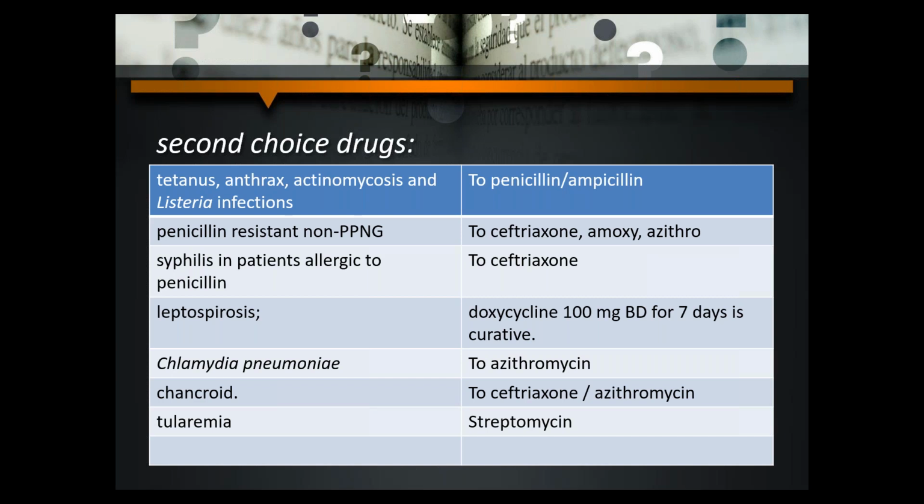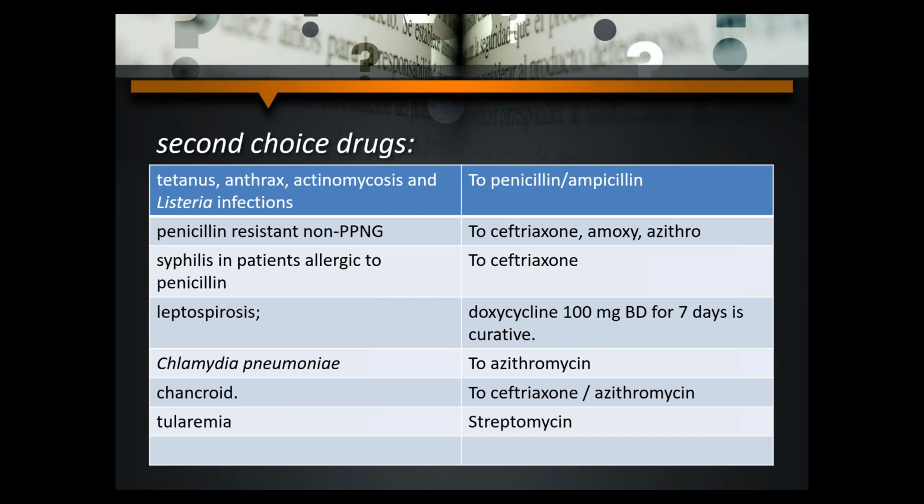Granuloma inguinale only. This is non-penicillin resistant, and here also the first choice of drug is ceftriaxone, amoxicillin, azithromycin. Then the second choice of drug is this one, doxycycline. Okay, syphilis, where patients are allergic to penicillin. Syphilis, remember, penicillin is the first drug of choice. Okay, first choice, always penicillin.